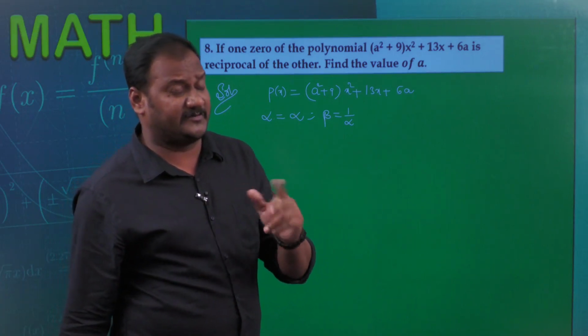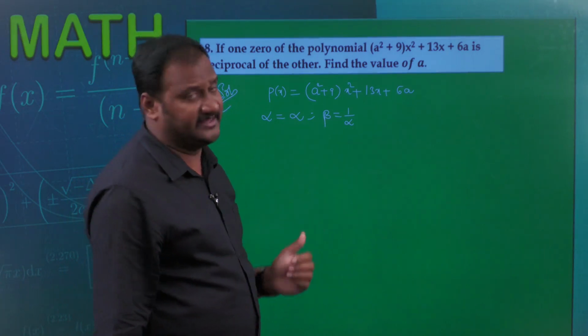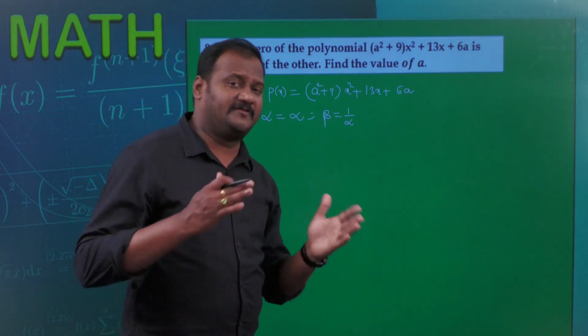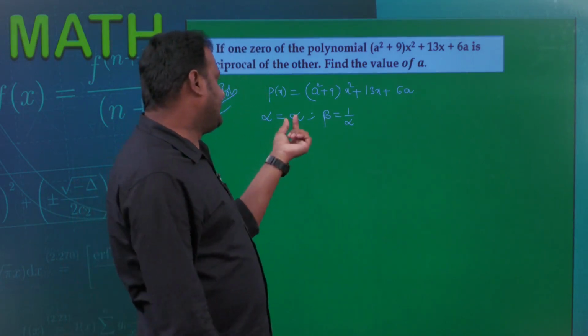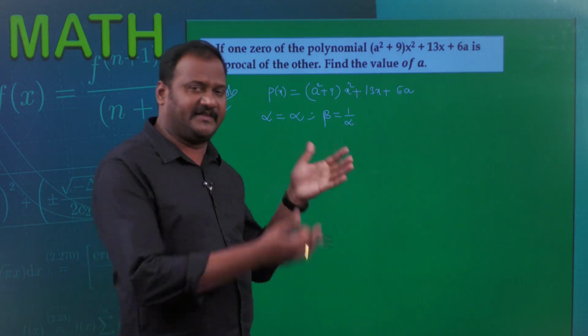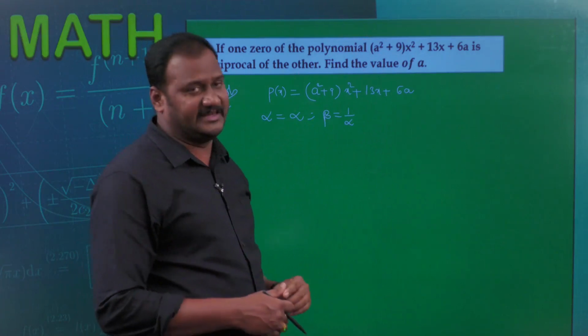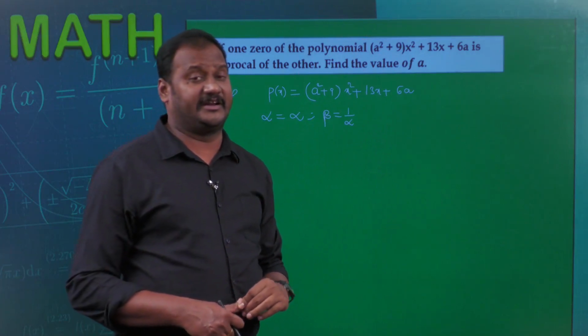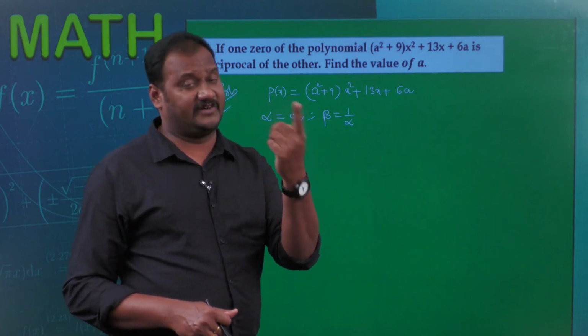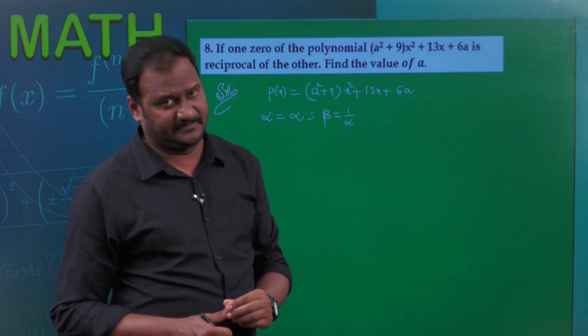So which is the preferable one to identify the value of a here? If you go by alpha plus beta, then alpha is alpha, beta is 1 by alpha. Then alpha plus 1 by alpha is equal to minus b by a. That is 13 divided by a² + 9. Again, you are getting two unknowns: alpha is one unknown and a is one more unknown.